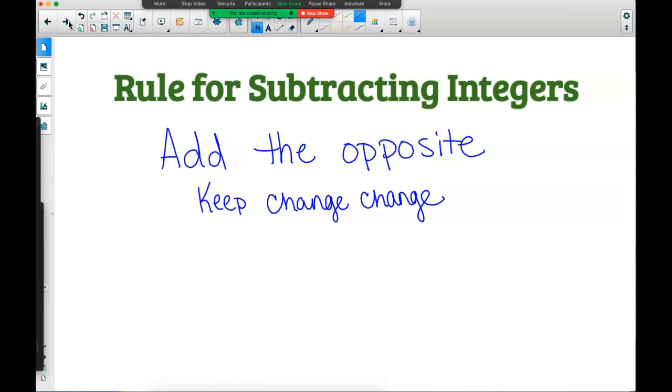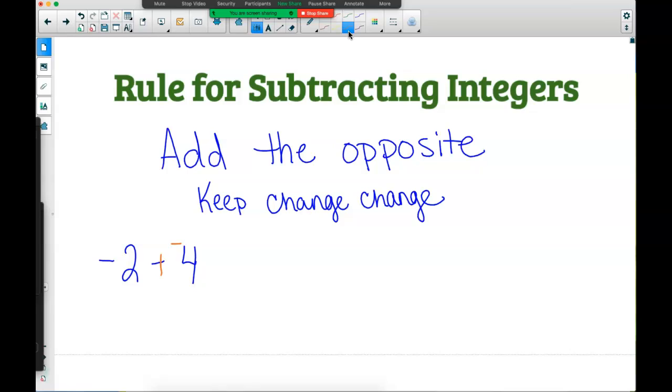Okay, so let me show you a couple of examples. If the problem is negative 2 minus 4. Okay? I don't want to do subtracting. That's confusing. So we're going to change it by adding the opposite. Or keep the first number, change the minus to a plus, and change the positive 4 to negative 4.